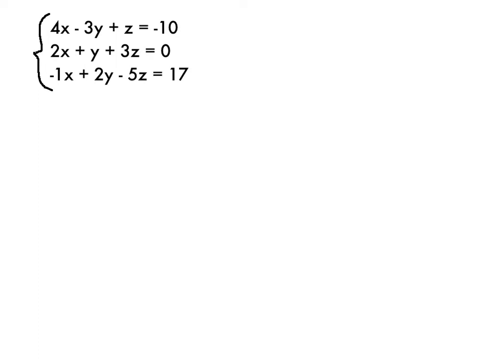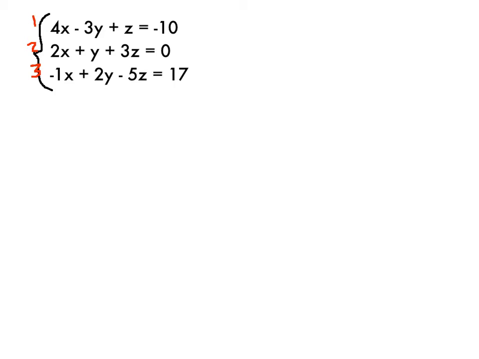To solve a system that has 3 equations and 3 variables, our goal is to eliminate one of the variables from 2 of the equations. So the first thing I'm going to do is label them 1, 2, and 3. Those are my equations: my first, my second, my third. My goal is to eliminate the same variable from 2 of those. So I just need to pick 2 of the equations, group them together, and eliminate a variable.